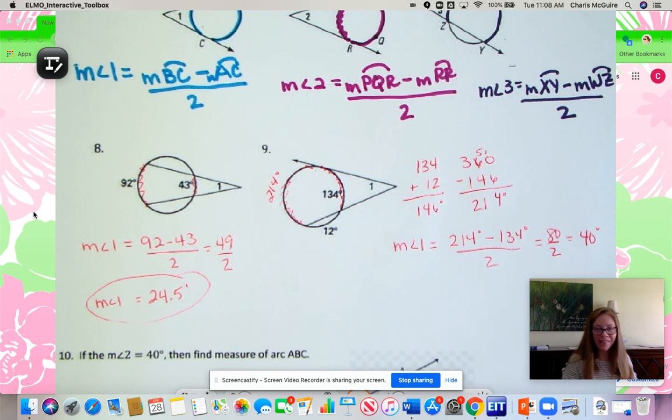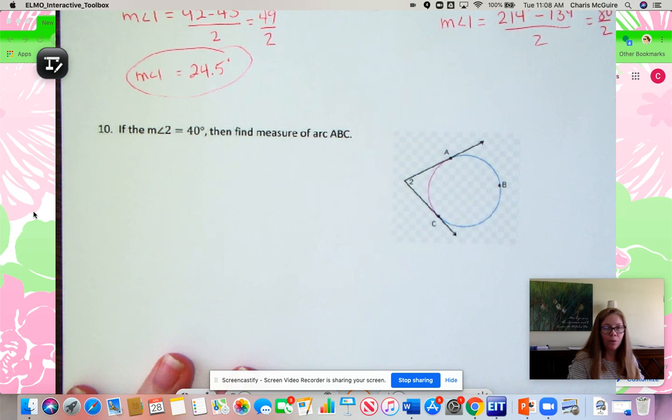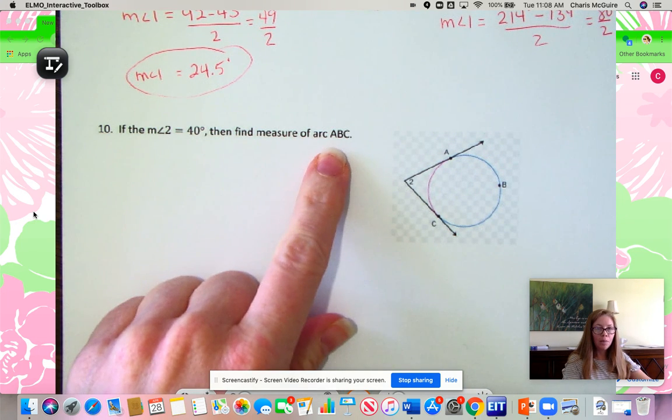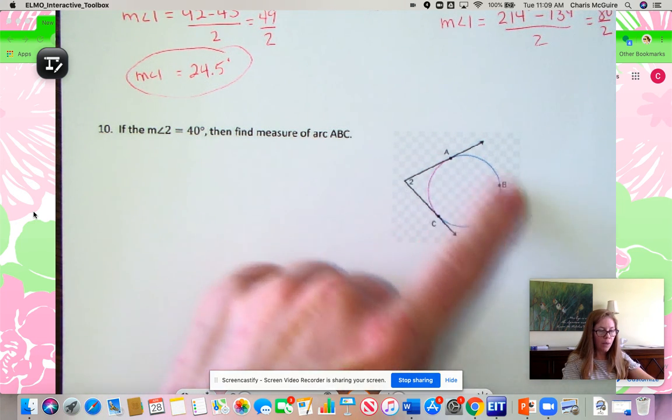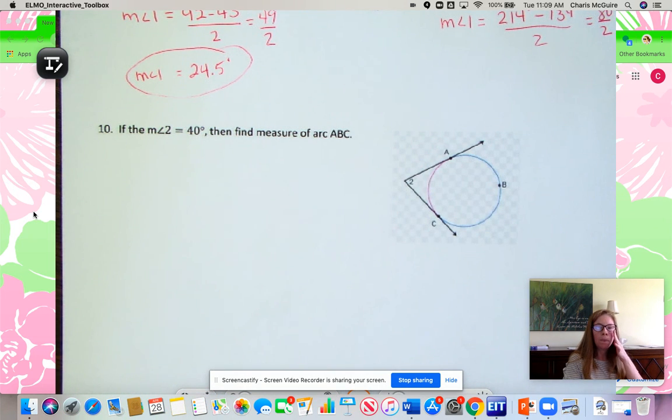Okay, you ready for a challenge? I'm going to ask you to stop for a moment, take this all in, and see if you can get the answer. Okay, anybody come up with 220 degrees for arc ABC? So I asked you to find this back one. If you said 140, that means you got the smaller one up front.